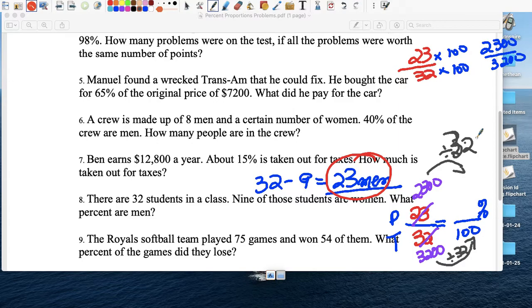So 2,300 dividido por 32. The percentage is 71.82%.